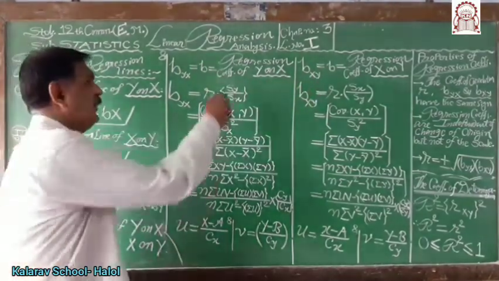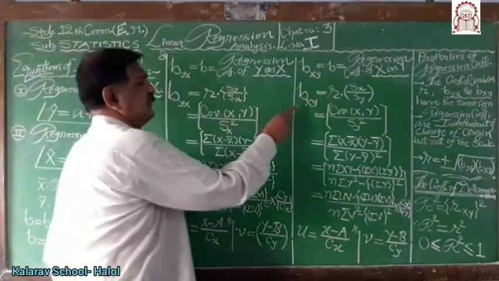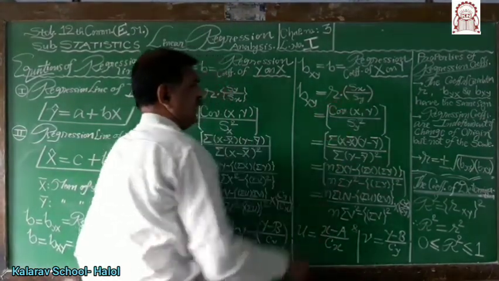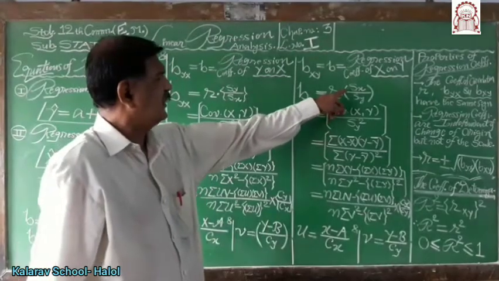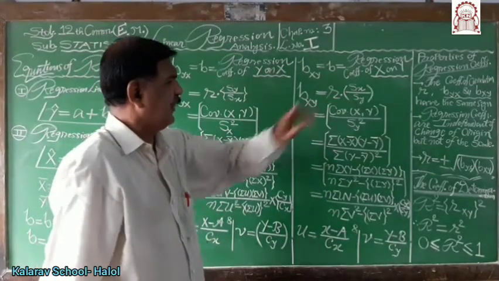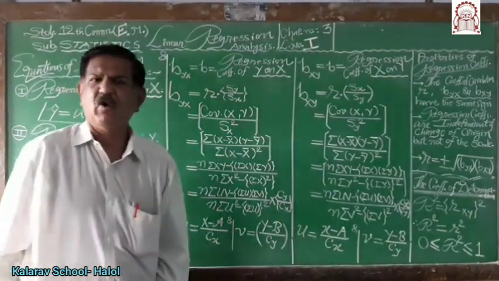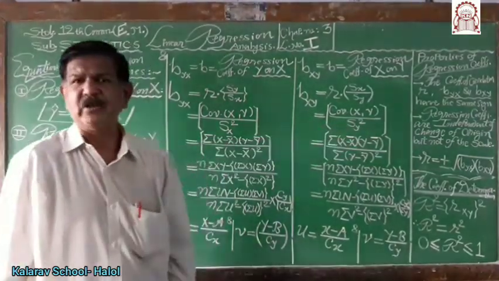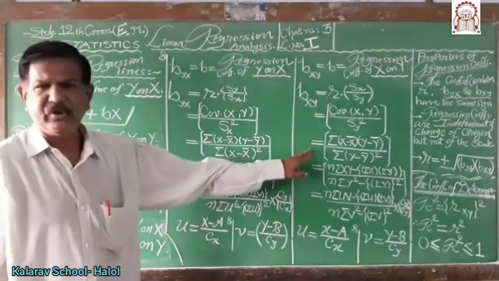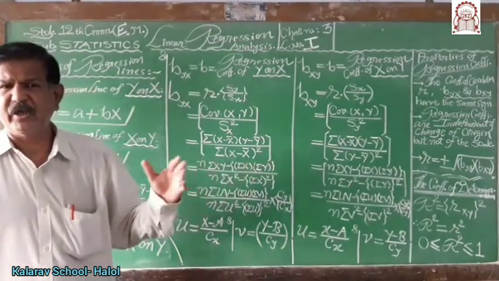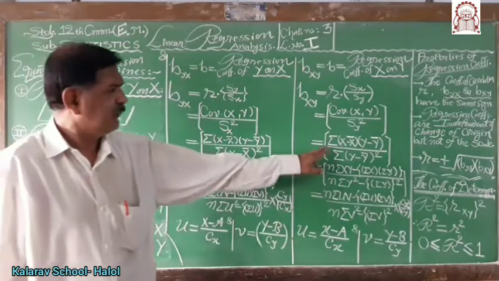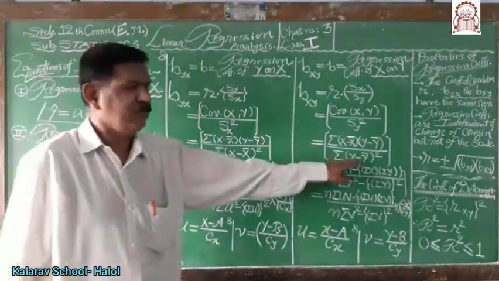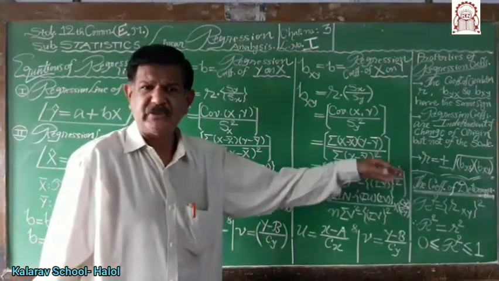byx is given by r into sy upon sx. Similarly, bxy is given by r into sx upon sy, standard deviation of the series x upon standard deviation of the series y. It is also given by covariance between x and y upon sy square, the variance of the series y. It is also given by, for x bar and y bar both completely integer values, sigma x minus x bar into y minus y bar upon sigma y minus y bar whole square.